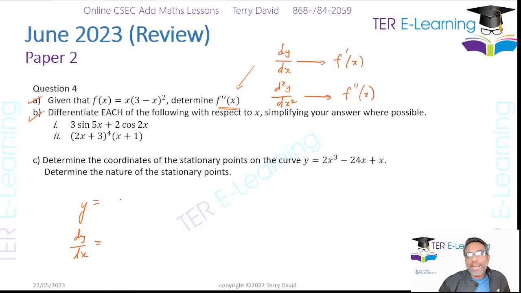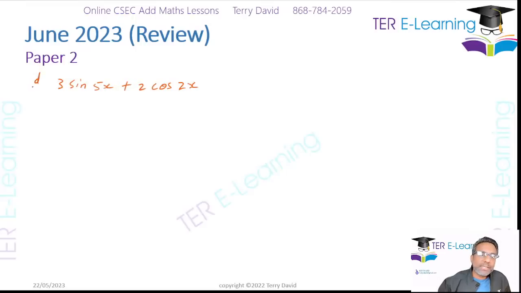You can let y equal that and then find dy/dx. It's up to you. Or you could just do this: you can put d over dx, open brackets, all of this. So what that is saying is that we are finding the first derivative of everything inside the bracket there, right?